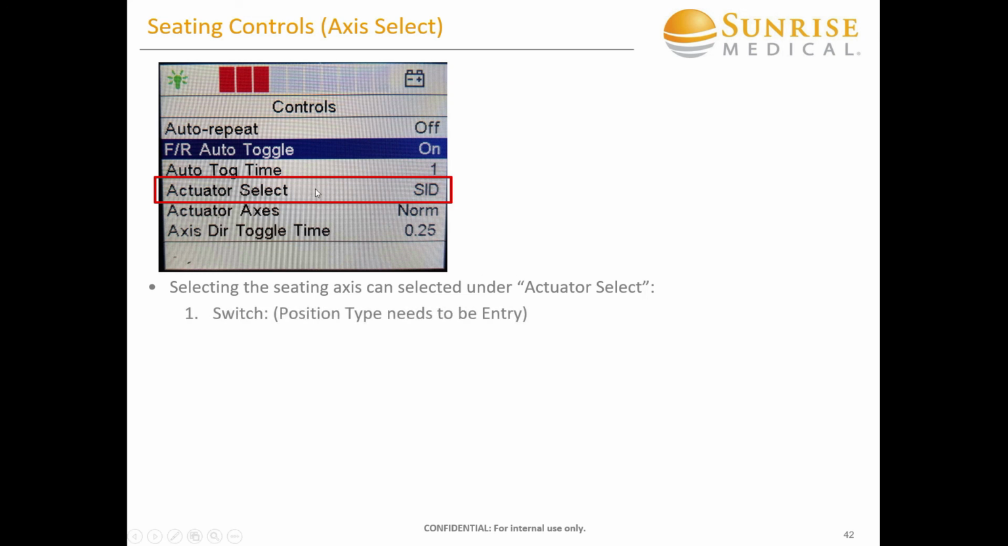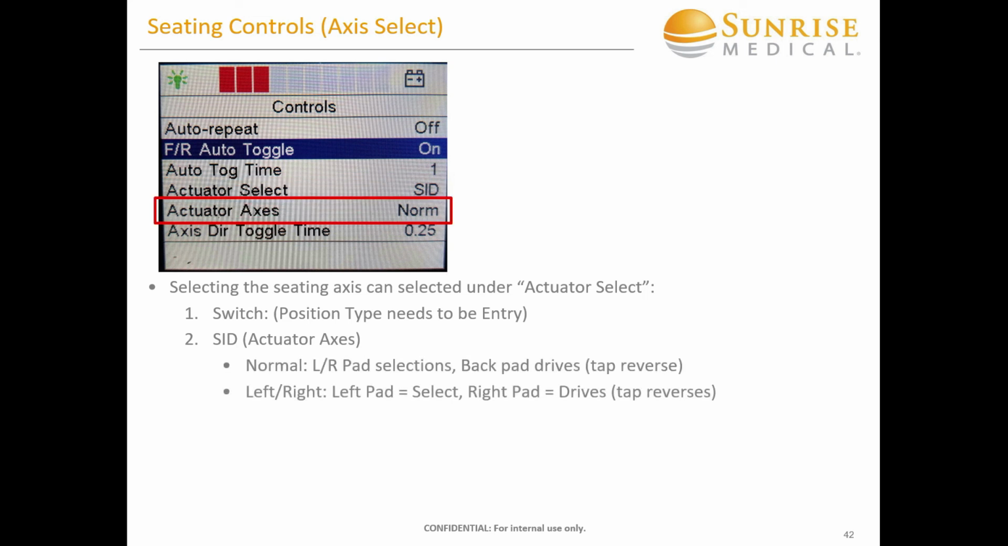You can use a switch to do that. Again, a fifth switch will take you through all of the options if you have a switch. You can also use the actual head control itself, or whatever specialty input device you have, to actually select the seating axes. When you do that, you actually have multiple options for axis control. You can use the normal one, which means you're going to have to use that rear pad to both move into tilt and then back out of tilt. A good option is to use either the left-right or the right-left.